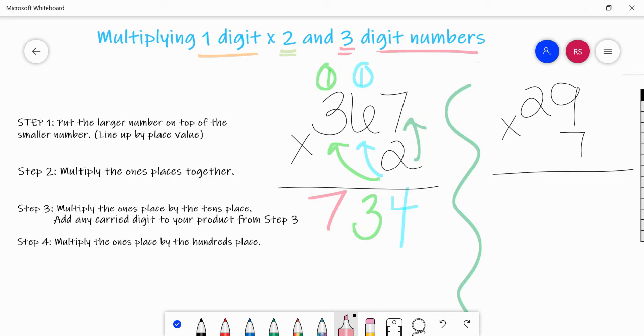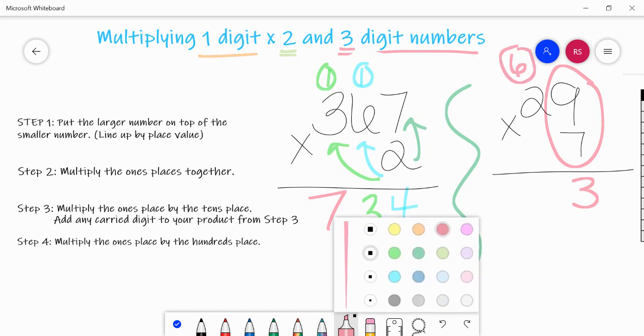Let's take a look at 29 times 7. So again, I start in the ones place. I'm going to multiply 9 times 7. If you need to draw an arrow or circle it, actually, I'm going to circle it for this one so you can see. So 9 times 7, I know that 9 times 7 is 63. Well, 63 has 3 ones, so the 3 goes in the ones place, and 6 tens, so I'm going to carry the 6 into the tens place.